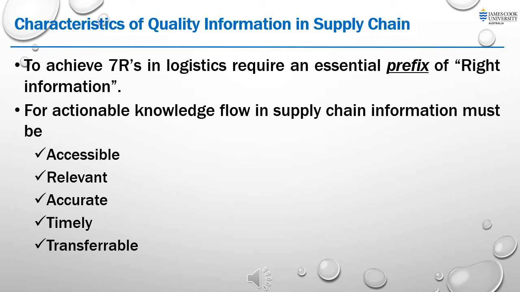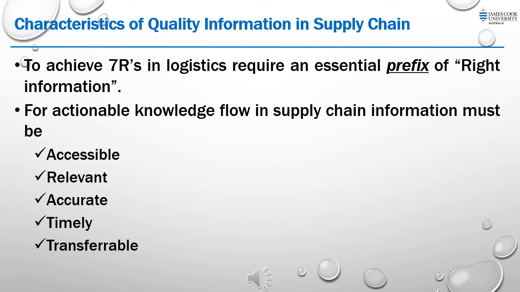So the prefix to achieving the seven rights in logistics is actually the right information. We mentioned seven rights. Let's have a look at what those are. The seven rights is a concept used in logistics to ensure that the correct product is delivered to the right place at the right time, in the right quantity, with the right quality, at the right cost, and to the right customer. These seven rights are essential for businesses to meet customer expectations, improve efficiency, and optimize their supply chain operations.